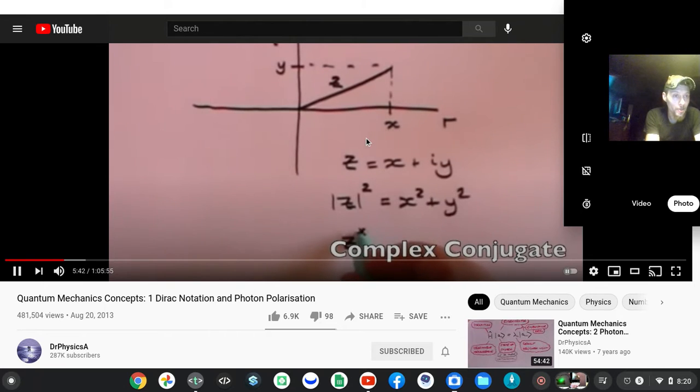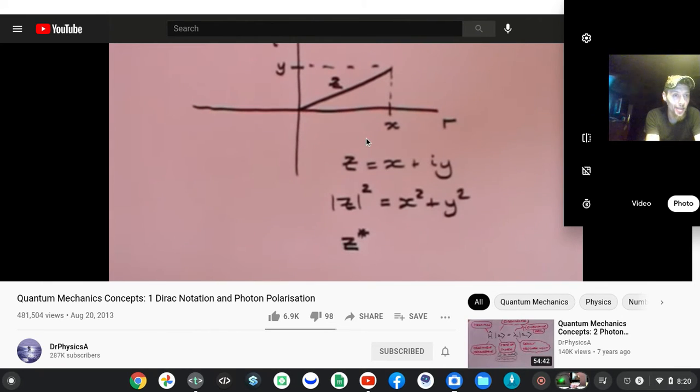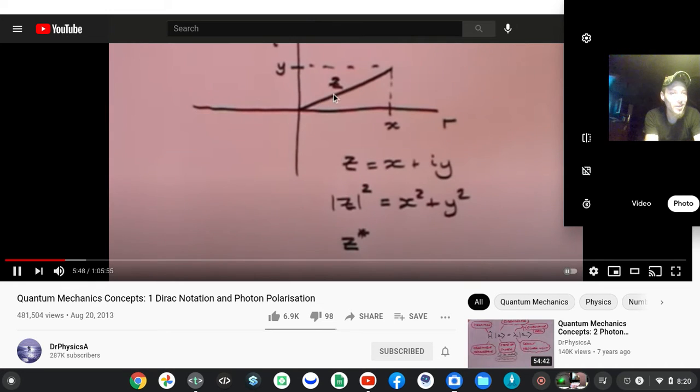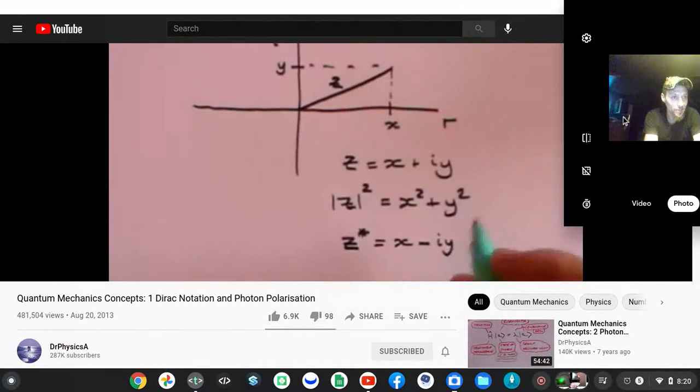It's denoted by putting an asterisk above the number, z star. That means the complex conjugate of z. And what is this weird thing? Well, it couldn't be simpler. It's simply the same value of x, but you change the sign of the imaginary term.